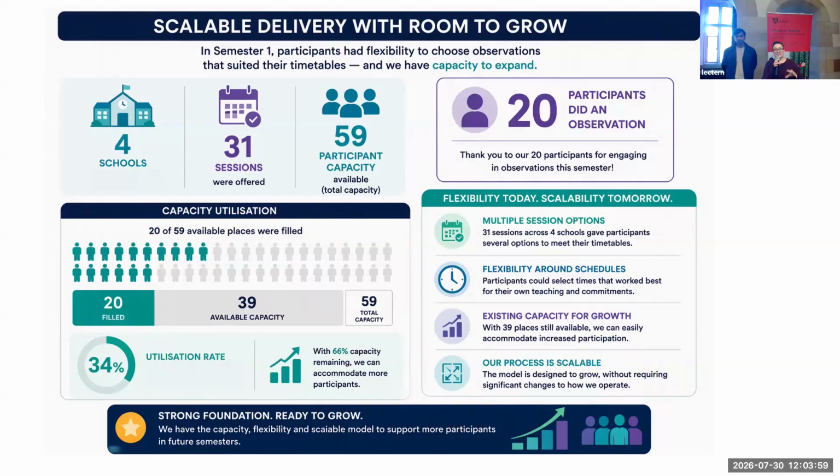But what we can see here is that with this system, we had capacity for close to 60. We offered flexibility to our casuals. They could pick the session that really matched their timetable and their interests. They didn't see what was happening in the other schools that was not relevant to them. And we have capacity to grow. I know my numbers are going to increase.